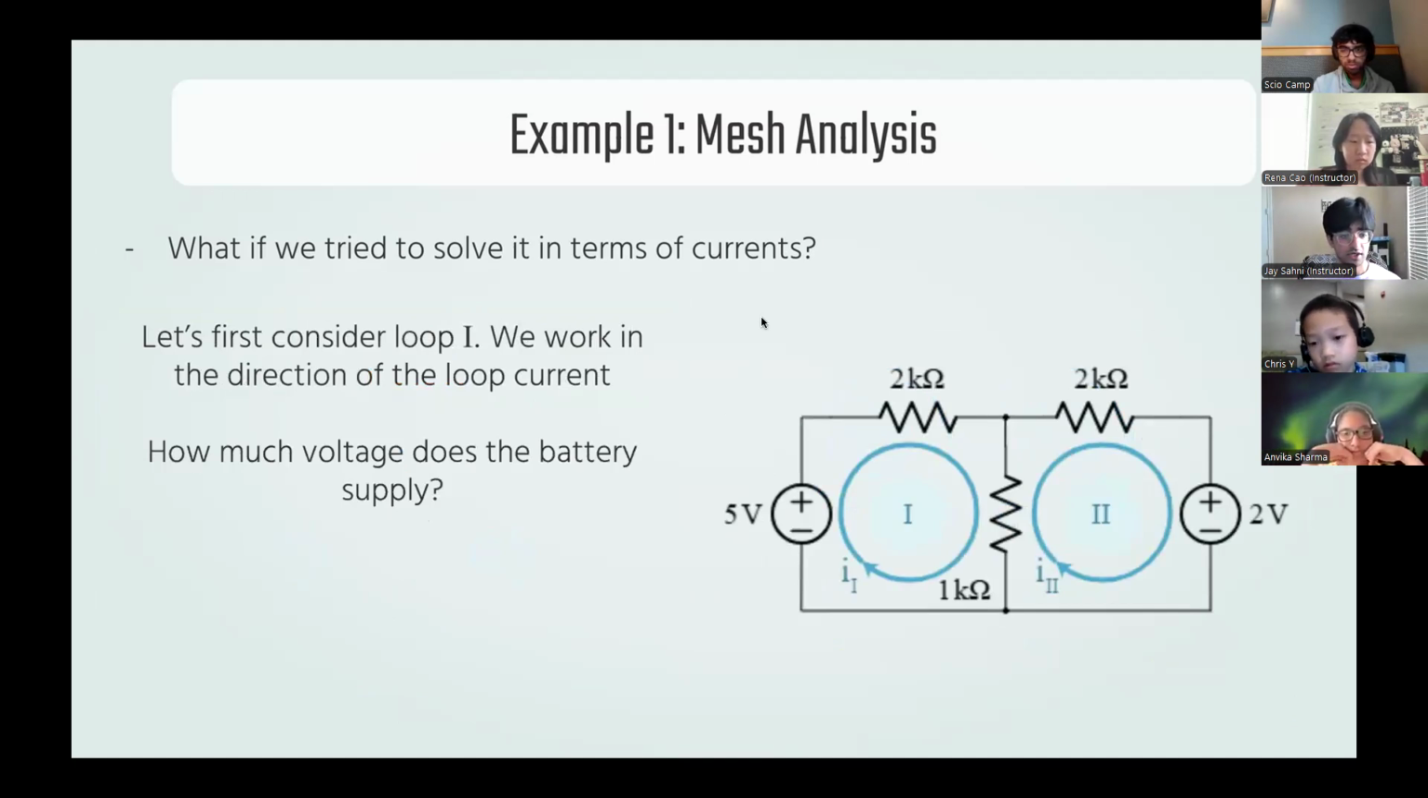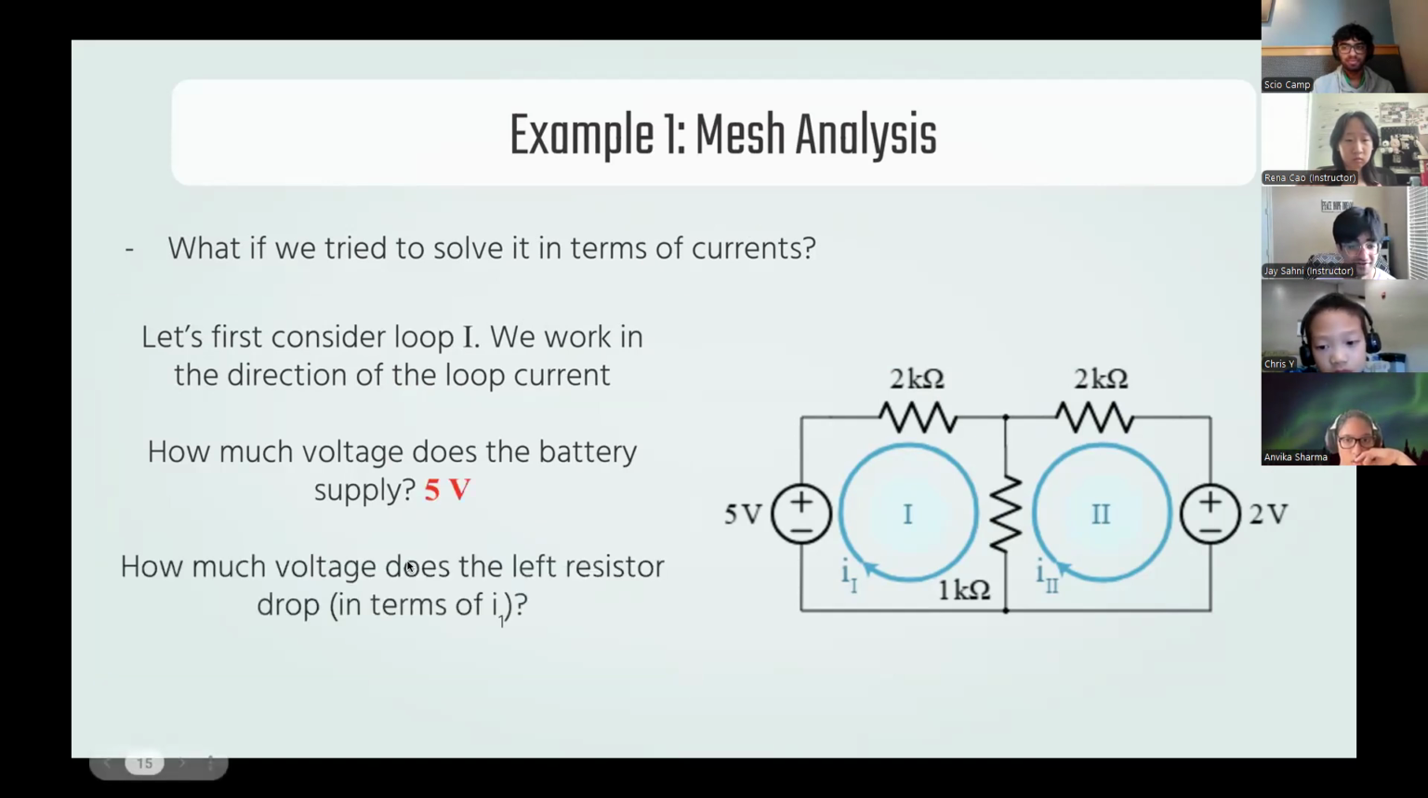Okay. This is a good basic example of a very simple mesh analysis question. So we want to look at the directions of the currents. In this case, I set it for you, but when you're solving it, you can set the directions either clockwise or counterclockwise. But let's just get into this question. We'll hyperanalyze it. So first part, what is the voltage that the battery is supplying here? It should be a pretty easy one. Yeah, 5 volts, perfect.